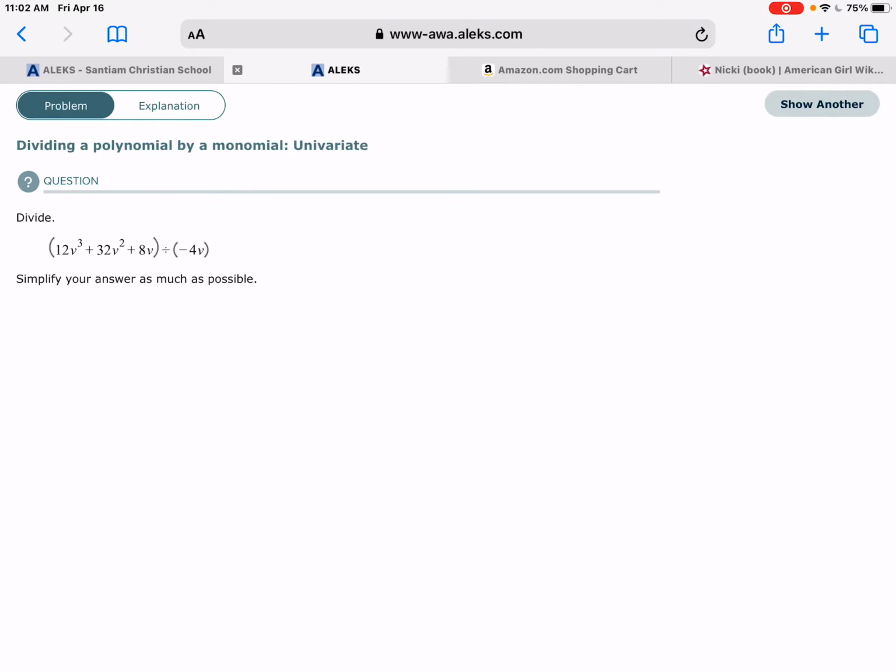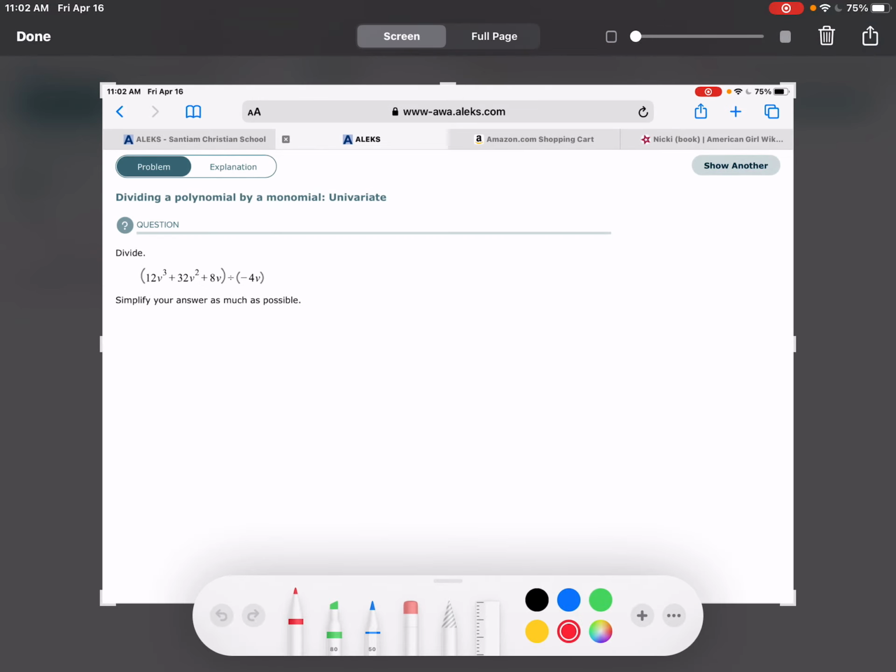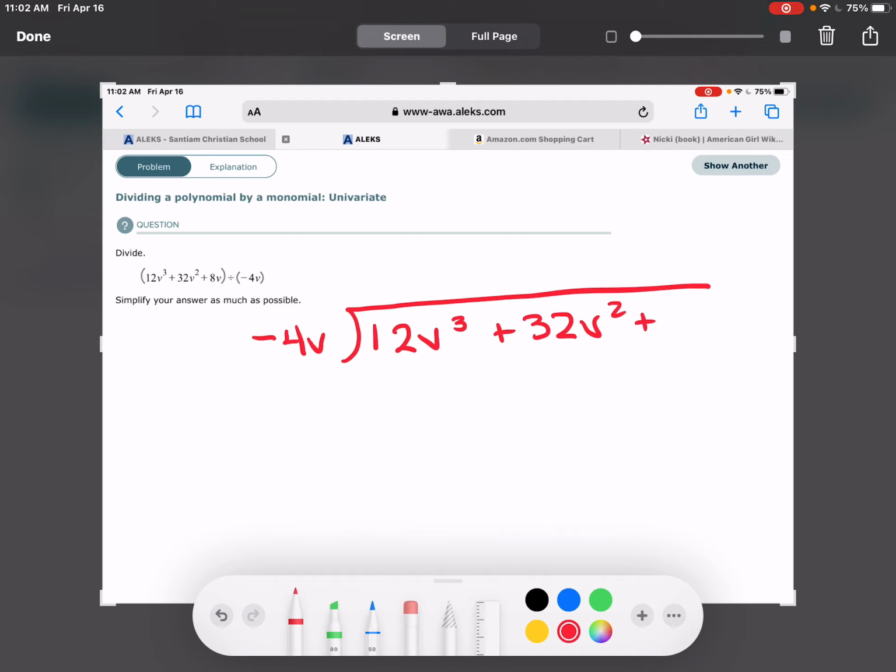In this problem, we're going to ask ourselves, how many times does negative 4v go into 12v to the third, 32v squared, 8v, like that. So we're just going to say negative 4v times what gives me 12v to the third?